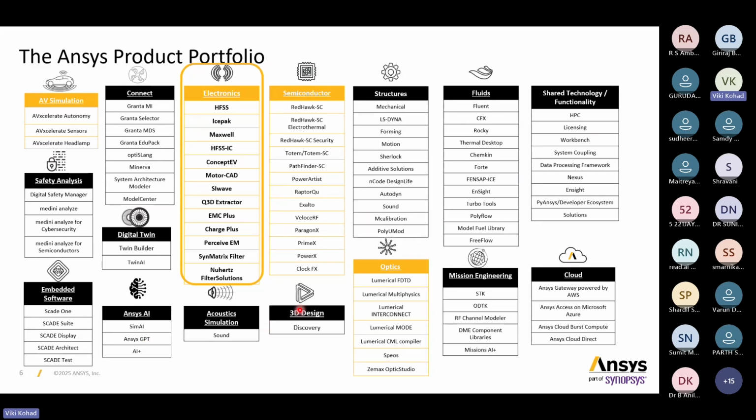Then for design, Discovery 3D is there, and for optical simulations, we have optical tools. For mission engineering and satellite communication, the SDK part takes care of it. Then the cloud is there also. This software is available on the cloud, Ansys Cloud, and you can also operate it as desktop software. These are the two ways to use Ansys software.